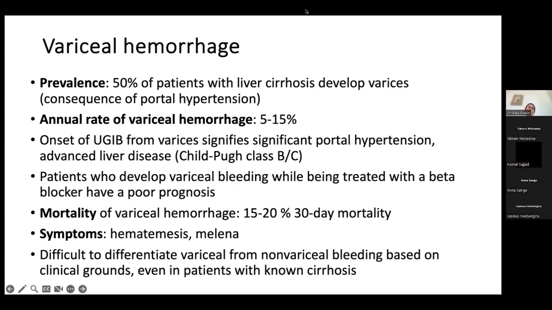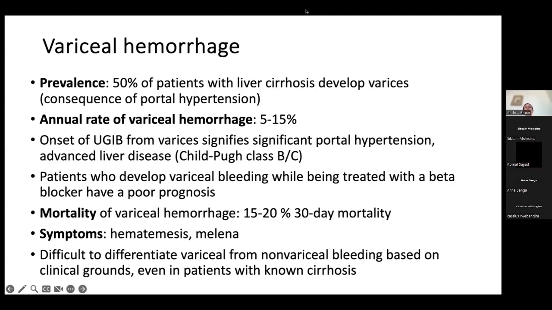And the patients that are already being treated with a beta blocker to reduce the risk of variceal bleeding, and then still get variceal bleeding, have a poor prognosis. The mortality, despite all the treatment we have available, is still pretty high, 15 to 20% 30-day mortality. And the symptoms you all know, it's a patient throws up blood or has melena. If it's a very brisk bleed, it can even be bright red blood per rectum.